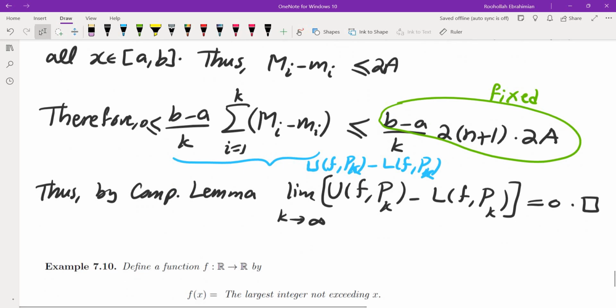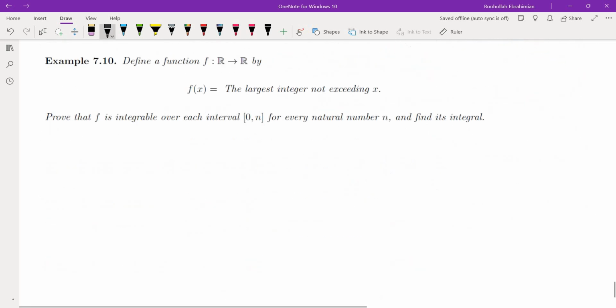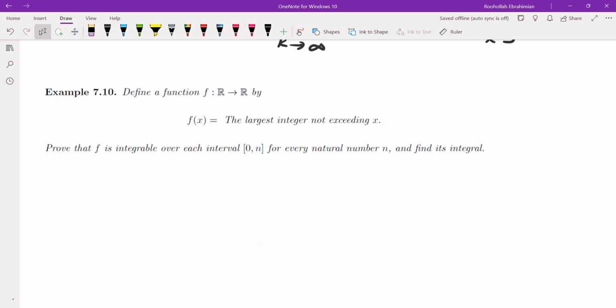Okay. So this proves another type of functions that are also integrable. Any monotone function is integrable. Okay. Finally, we will do one more example. So we have this specific step function, the largest integer not exceeding x. Prove that f is integrable over each interval 0, n for every natural number n, and find its integral.